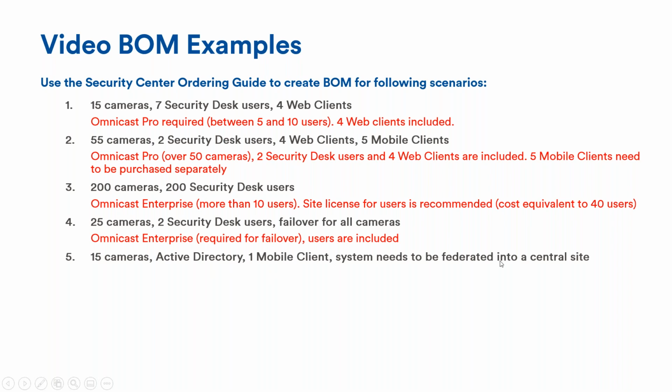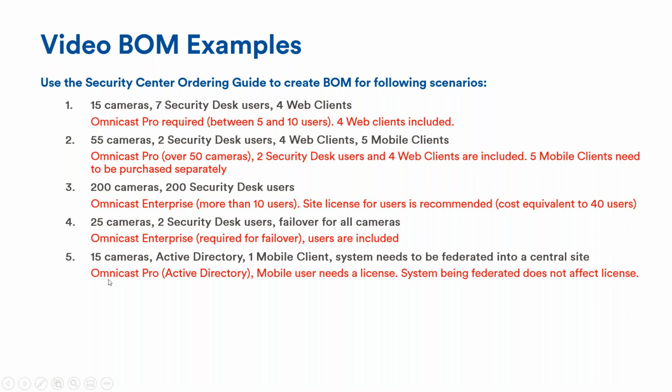System needs to be federated into a central site. So again, federation from our example before, we had a head end and some remote sites, and this system would be considered a remote site. So it's federated into a head end. 15 cameras, Active Directory, 1 mobile client, system needs to be federated. This would be Omnicast Professional. So Omnicast Professional is required for Active Directory, and the mobile user needs a license. System being federated does not affect the license.